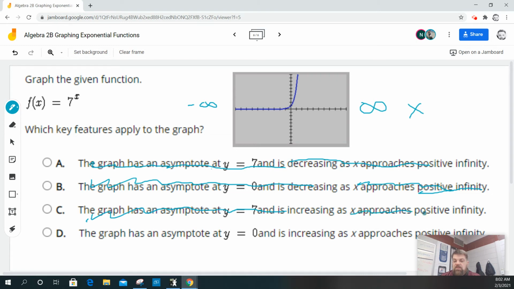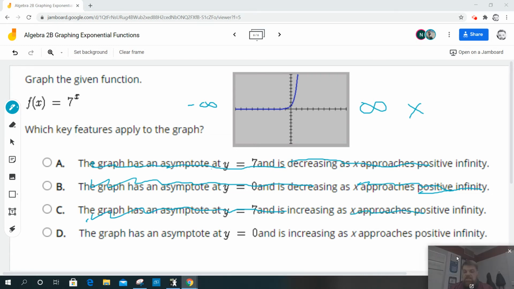Let's see if D is correct. It says the graph has an asymptote at y equals 0 and is increasing as x approaches positive infinity. Oh, I'm sorry. B said decreasing. So that's why that one was wrong. D is the right answer. I misread B. I skimmed through these real quick and saw that D was the right answer. B was wrong because it says it's decreasing.